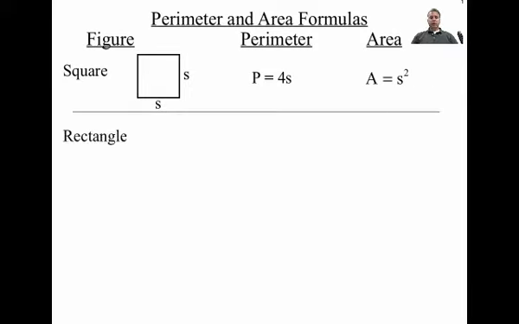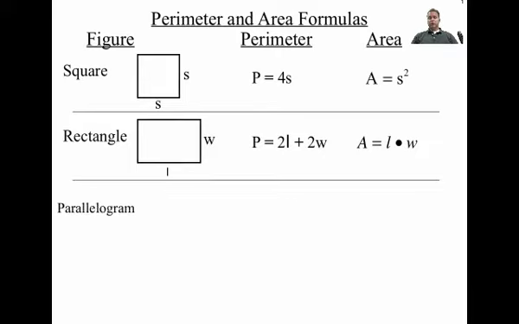Next shape we have is a rectangle. And they usually have a length and a width. Well, to find the perimeter, you have 2 lengths and 2 widths, so you could go 2 times L plus 2 times W, basically walking around the edge of the rectangle. To find the area, it's going to be length times width.